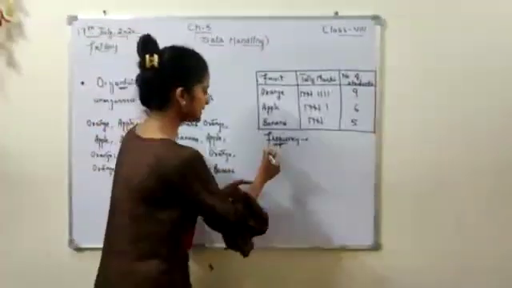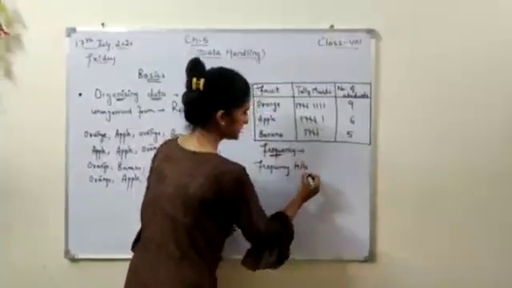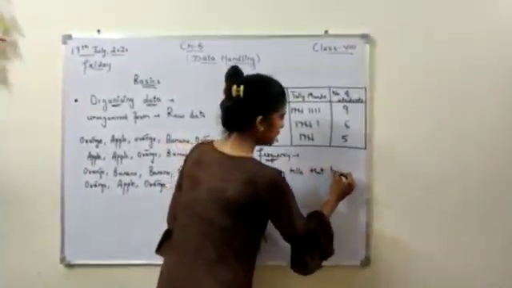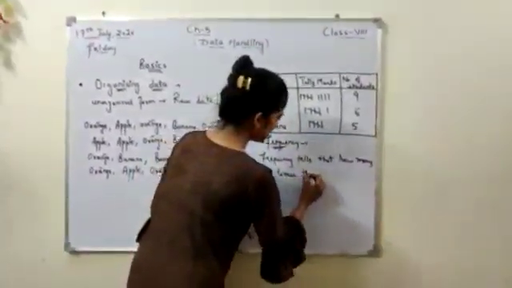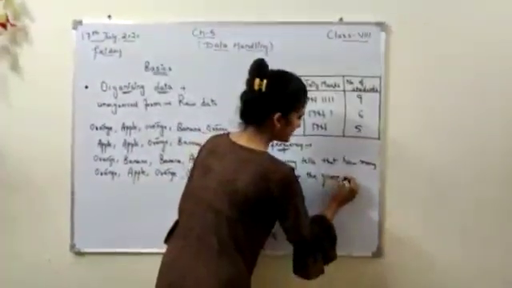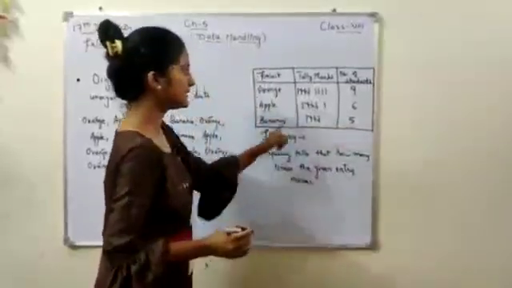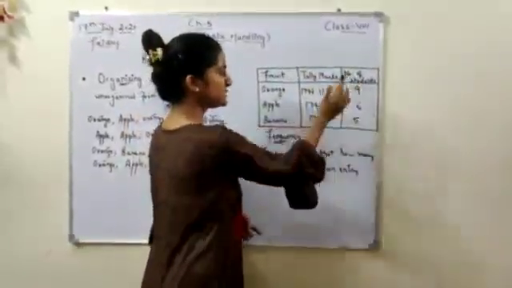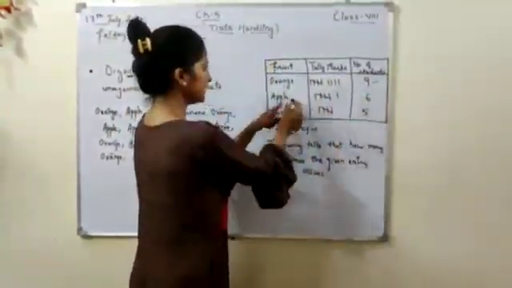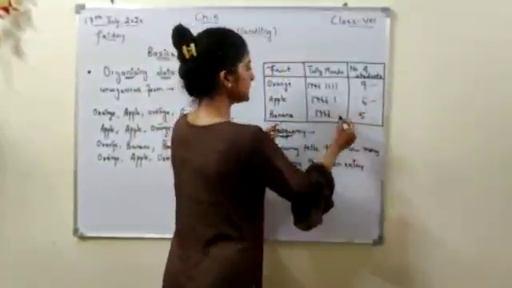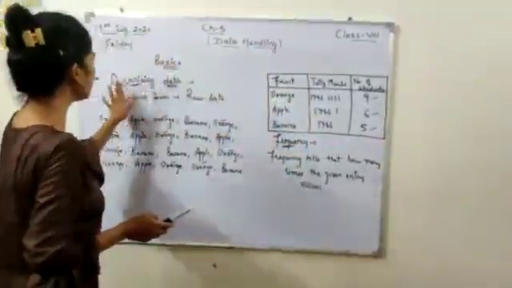So what is frequency? Frequency tells how many times the given entry occurs. Basically frequency tells the number, like number of students, number of fruits, like this. So here the frequency of orange is what? 9. The frequency of apple is 6 and the frequency of banana is 5. So basically in this topic we have learned how we can organize the data.